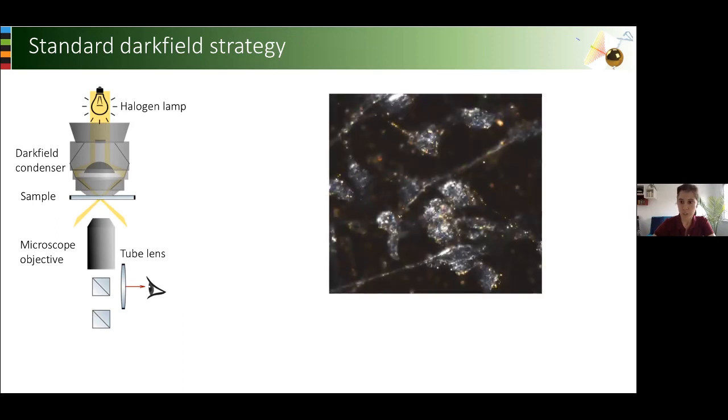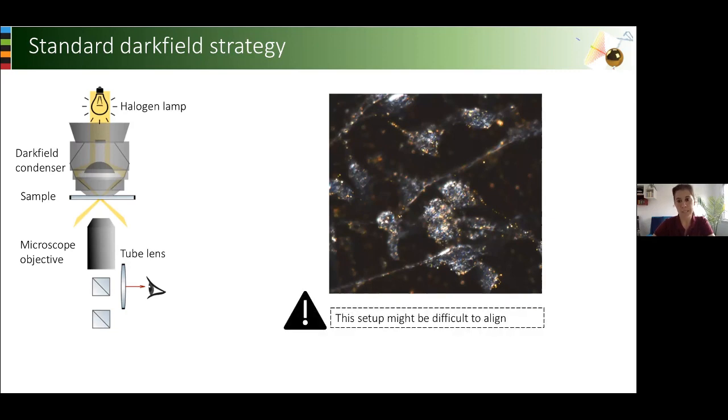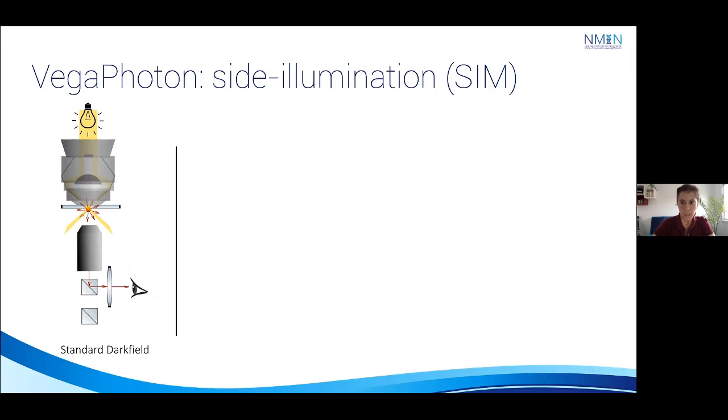The image here shows, for instance, cells labeled with gold nanoparticles. However, in addition to conditions on the type of objective that can be used, the setup might be difficult to align. Because this system is rather complicated, it is not suitable for pathology labs and clinics.